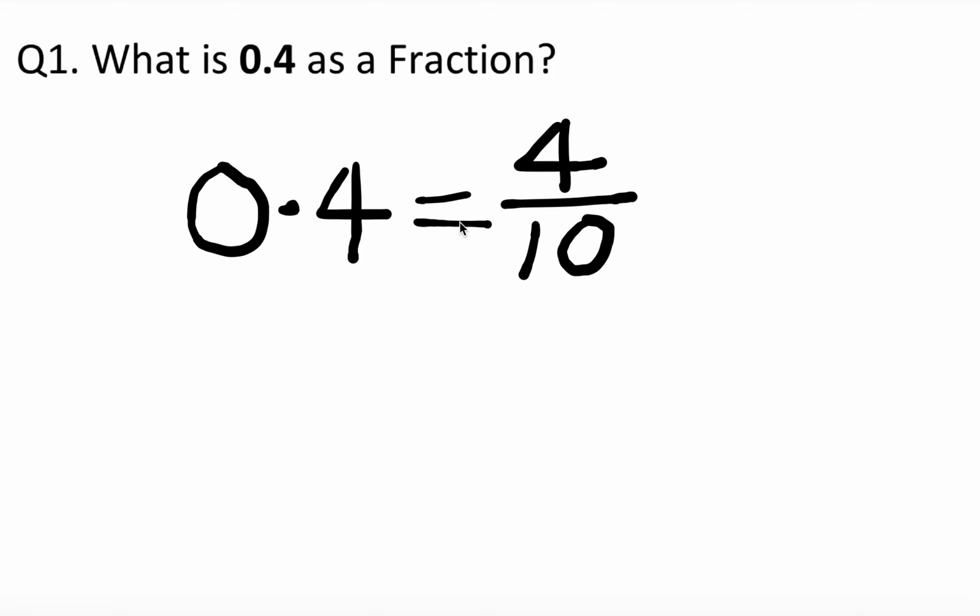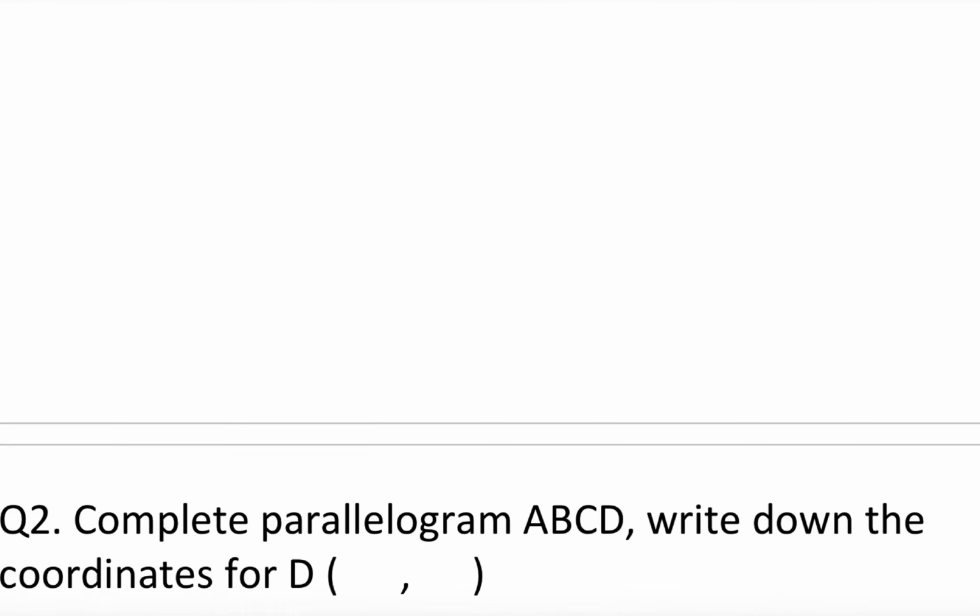We can simplify that. So how many 2's in 4? 2 2's in 4. How many 2's in 5? How many 2's in 10? 5. So there you are. The answer is 2 over 5. As I say, you could practice at home fractions, converting to decimals, and simplification is another good thing to do, just to get them in the smallest form. Let's move on to question 2.